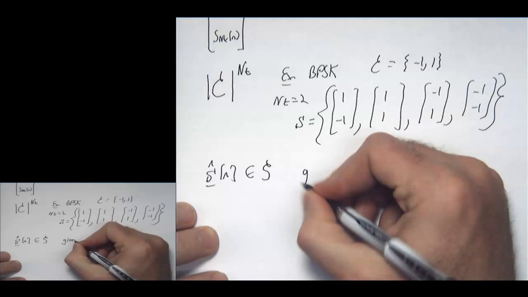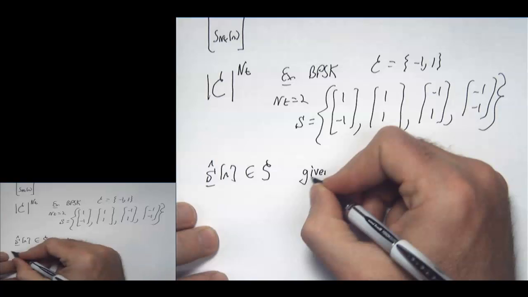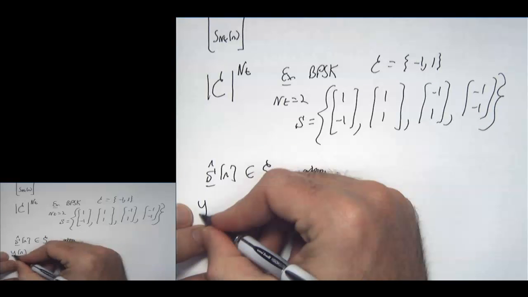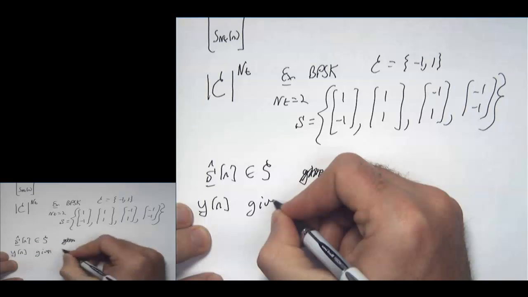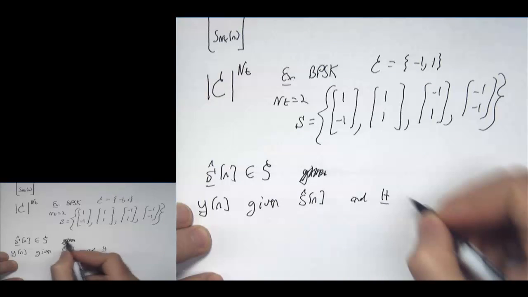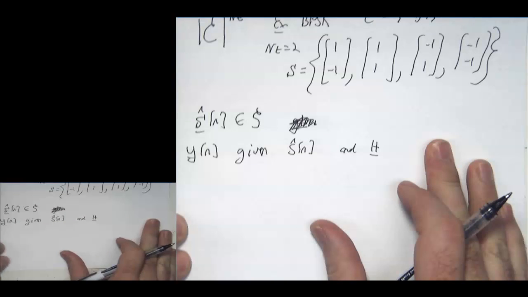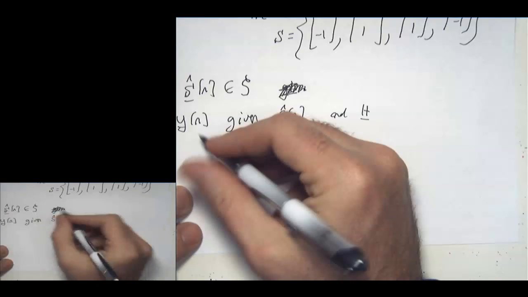And we're going to look at the likelihood of y of n given s hat of n and h here. So we're also going to assume that we know the channel here perfectly. And now we're going to derive the likelihood function here.